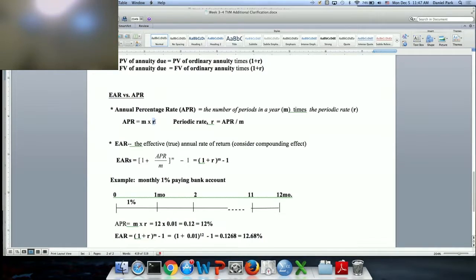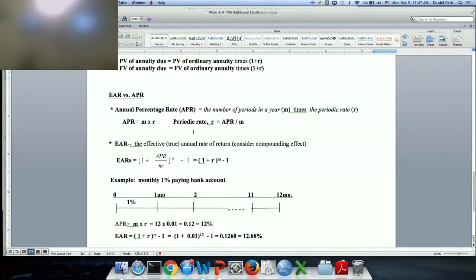Then how can we get R? If you divide both sides by M, then M will disappear here, and we have APR over M. Then R equals APR over M. So if you know the periodic rate, you can get APR by multiplying by M. If you know APR, you divide this APR by M, and you can get the periodic rate.